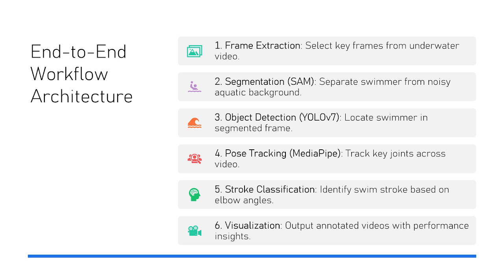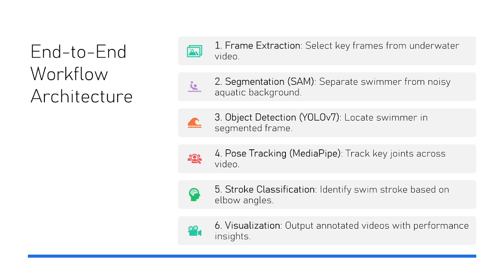So this was the end-to-end pipeline architecture. Step one is frame extraction, selecting the keyframes from a video. Step two is initializing the SAM model, where we separate the swimmer from the noisy aquatic background. Then object detection using YOLOv7 locates the swimmer in the segmented frame. We don't want any reflection or irrelevant data, so we locate the swimmer.